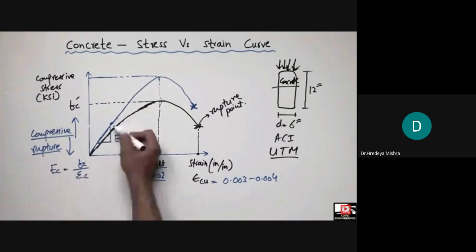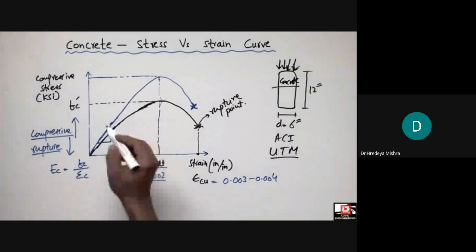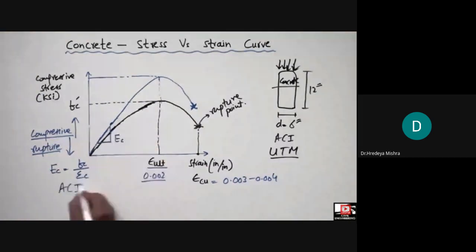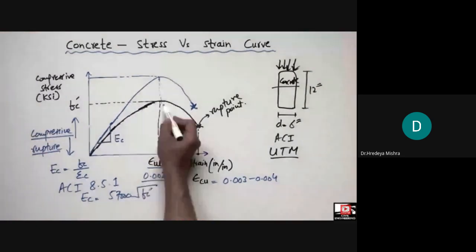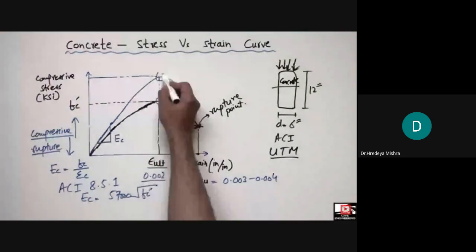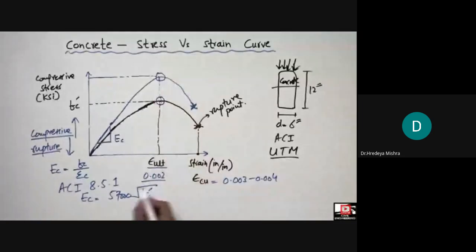We can take the elasticity, or according to ACI 8.5.1, we can easily calculate the elasticity of the concrete by using this formula: 57,000 under root f'c, where f'c is the maximum concrete strength we take from this experiment. So under root, multiplying with the constant of 57,000, we can get the elasticity of the concrete. But it should be noted that this f'c should be in the unit of psi, pounds per square inch, and the output result will also be in pounds per square inch.